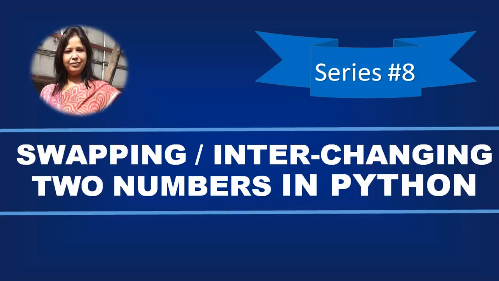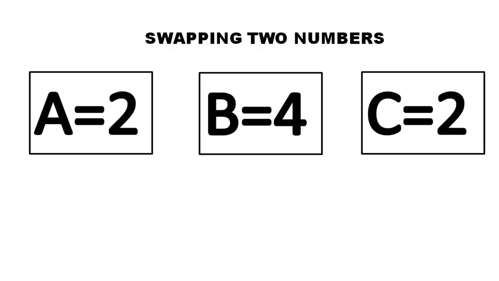Hello friends, this is series 8 in Python and we are going to learn today how to swap or interchange or exchange two numbers, right? So the two variables I have used for storing numbers are A, B and C is actually a temporary variable. For swapping you need this third variable, right?